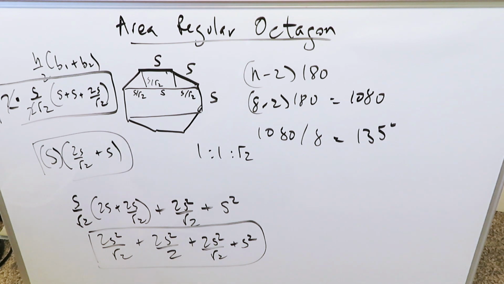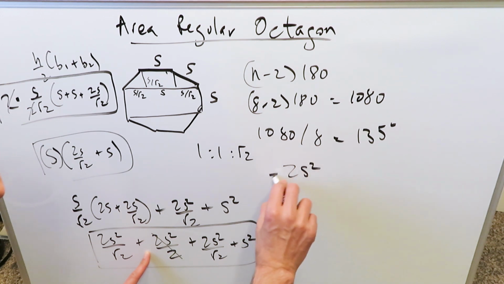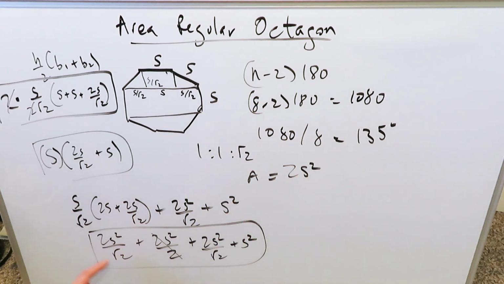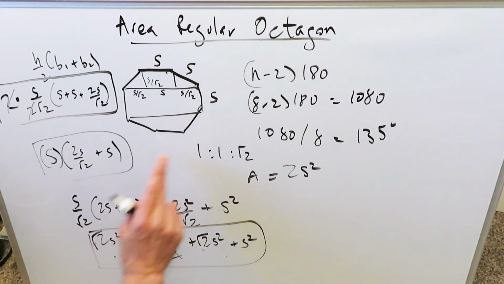Look here at all the common terms. I have a 2S square over 2, which is an S square. S square plus S square, that's a 2S square. This right here is my area coming about. I have a 2S square over root 2 plus 2S square over root 2, or you can do a simplification. 2S square over root 2 is this root 2 being eliminated and the radical being pushed up. There's nothing wrong with this technique, and it's absolutely right. This is what I've done.